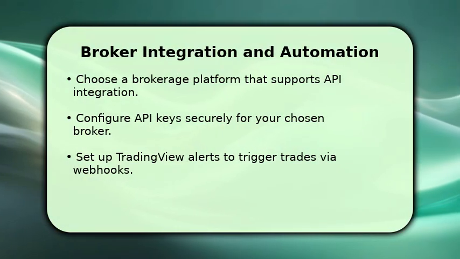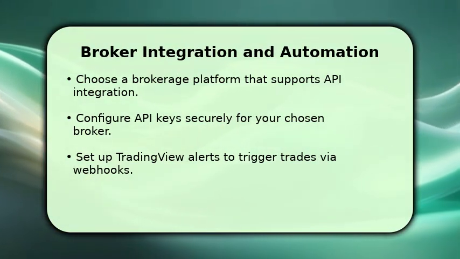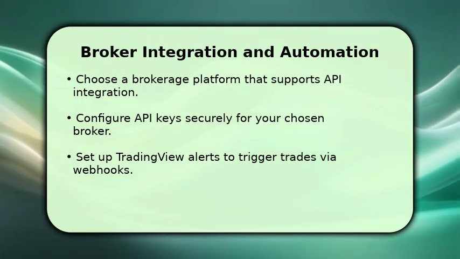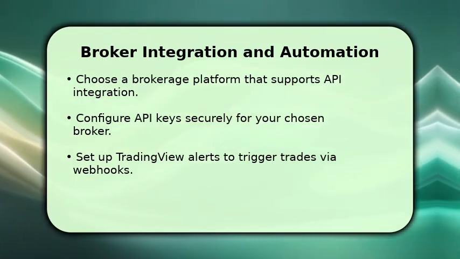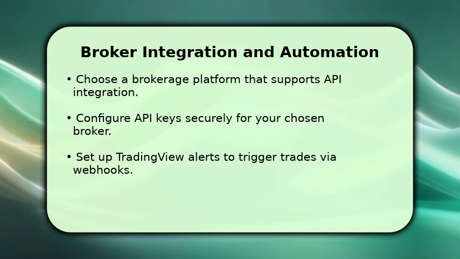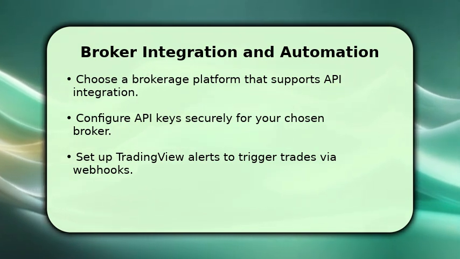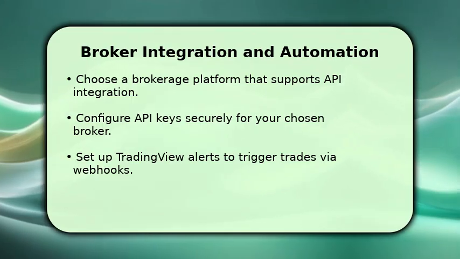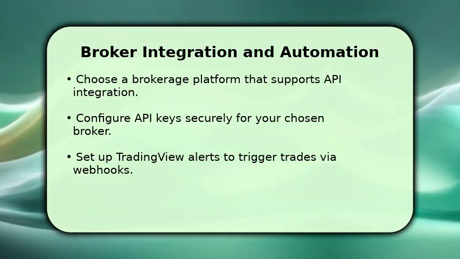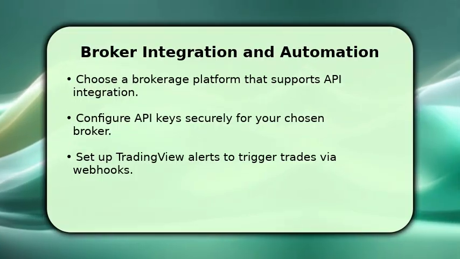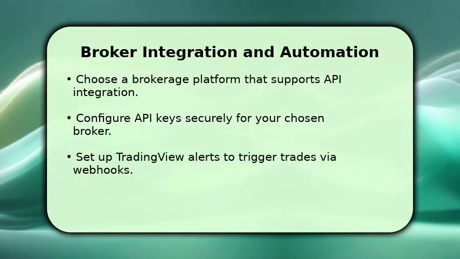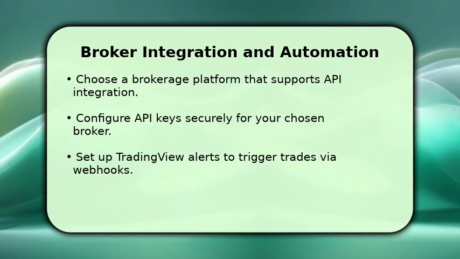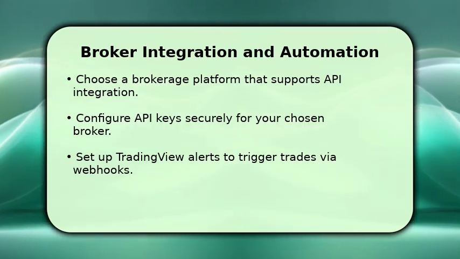Once your strategy is ready, the next step is connecting your bot to a brokerage. TradingView doesn't directly execute trades, so you'll use a third-party service or a webhook to bridge the gap. You'll configure API keys with your broker and set up alerts in TradingView. These alerts will send signals to the automation service, which then executes trades on your behalf, ensuring seamless automation.